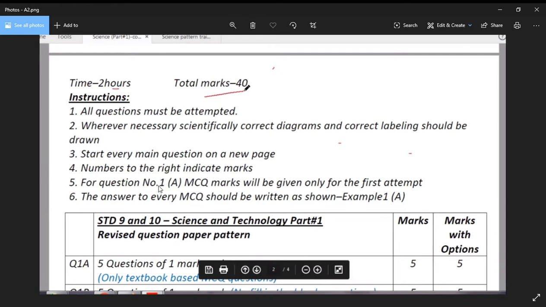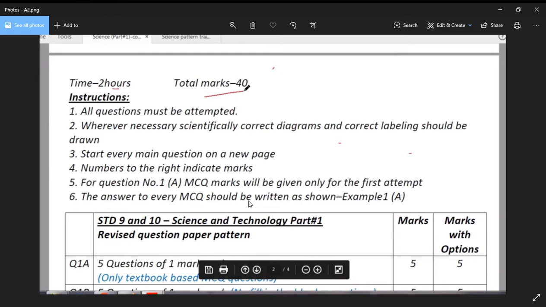For question number 1, MCQ marks will be given only for the first attempt. This is a very important instruction given on the question paper: the marks of that MCQ question will be given only for the first attempt. And sixth, the answer to every MCQ should be written as shown in your question paper.